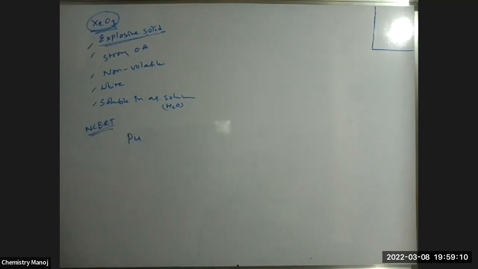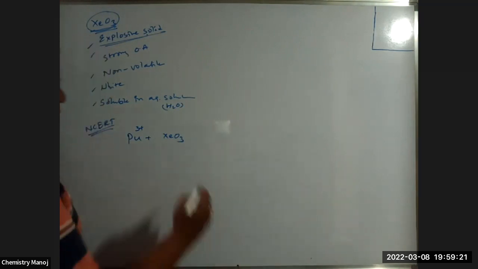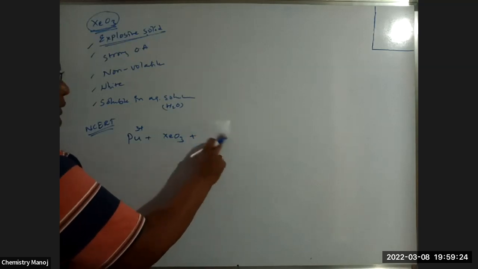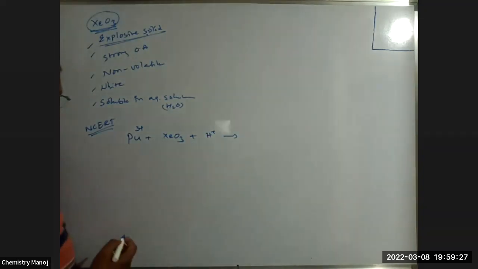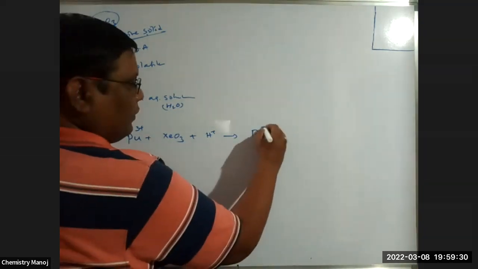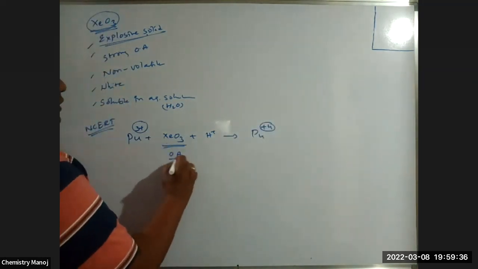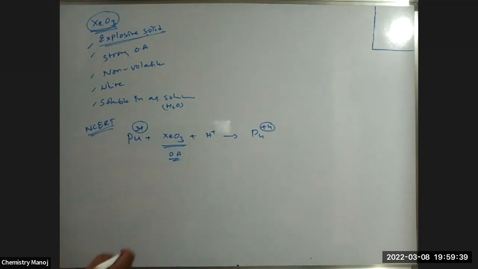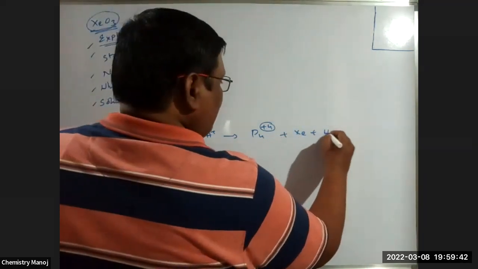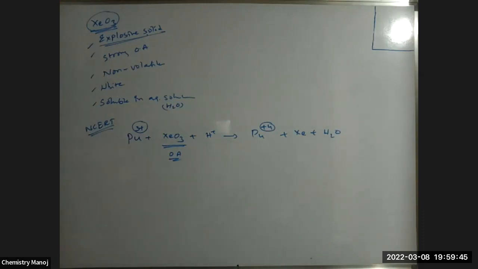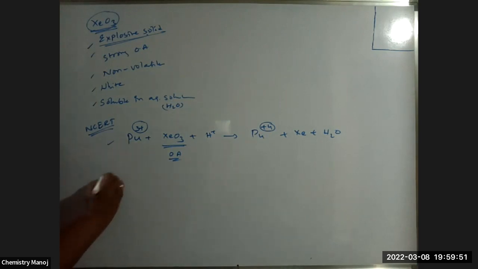Most important reactions of XeO3, this is available in your NCERT. When plutonium 3 plus ion reacts with XeO3 in the presence of acid, it gives plutonium 4 plus. That means Pu 3 plus is converted into Pu 4 plus. That way XeO3 acts as an oxidizing agent, giving Pu 4 plus, Xe and H2O. That is an important reaction, my dear.